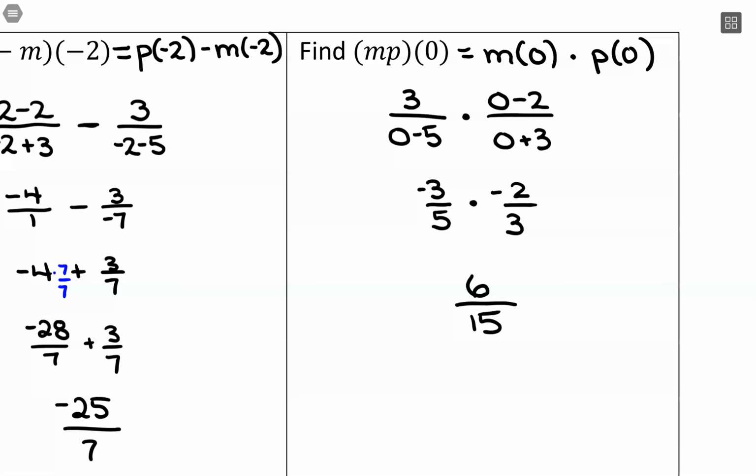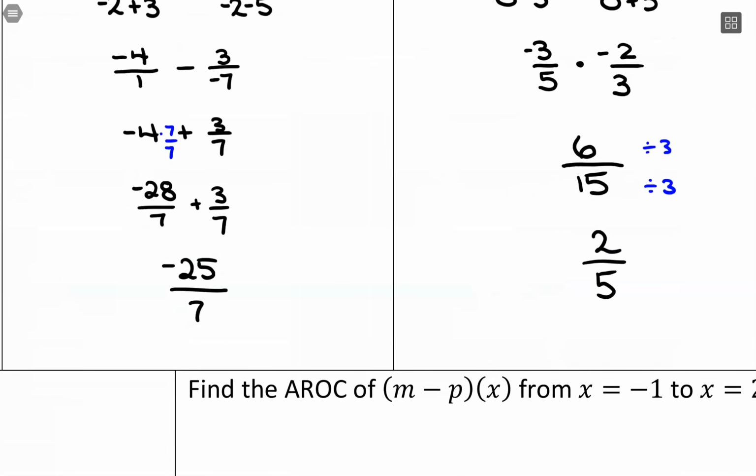And then we could just reduce that down. There's a common factor of 3 that we can take out, so we'll have a 2/5. We could have also done that in this step here by canceling out the 3's, and then you'd have your negative 2 or positive 2/5 there. That would work as well.